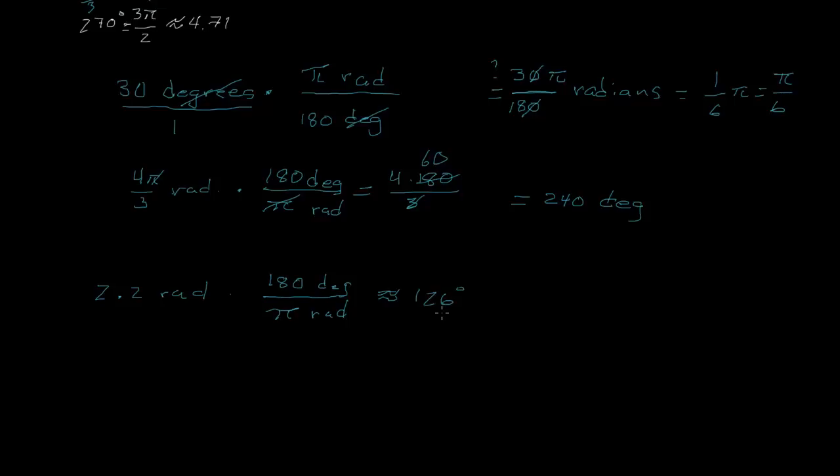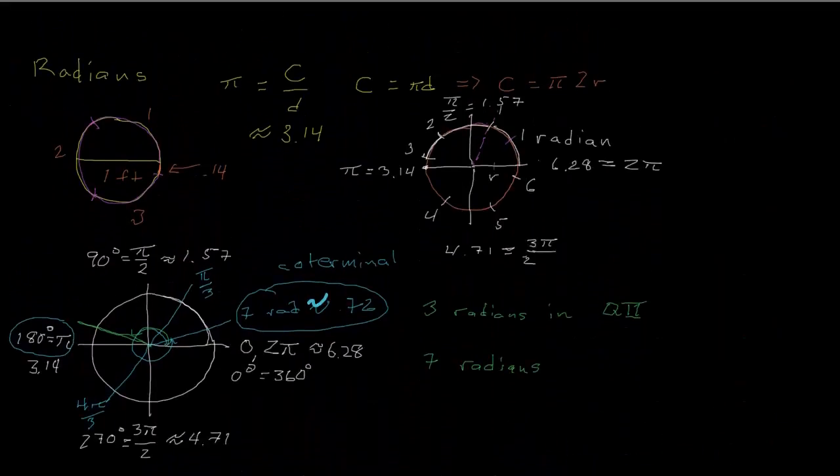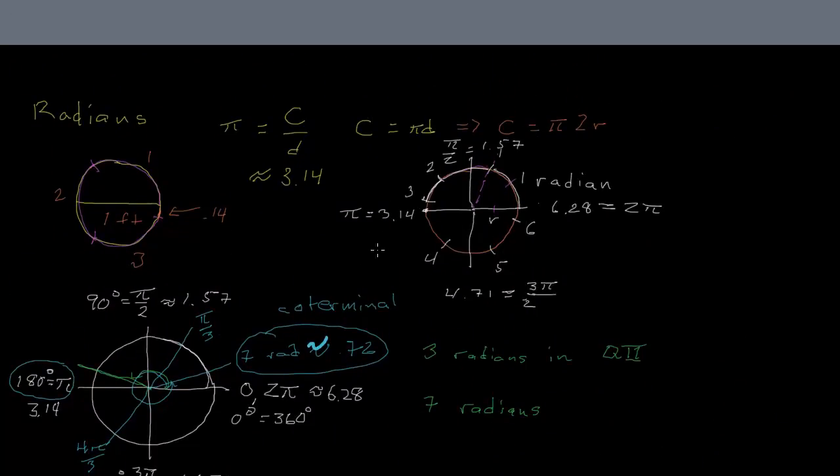So I think that covers this lesson for the most part. Just remember coterminal angles. To get coterminal angles with degrees, we added 360. To get coterminal angles in radians, we're going to add 2 pi. I'm not going to talk any more about that here, though, because the video has run a little bit long. We'll stop here.